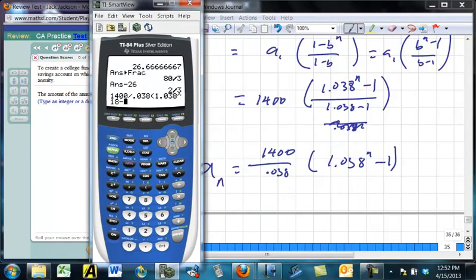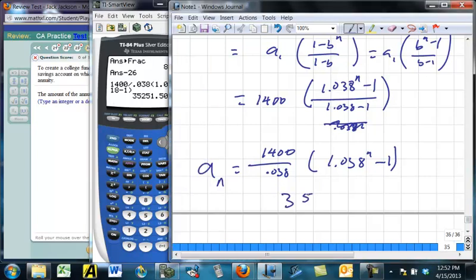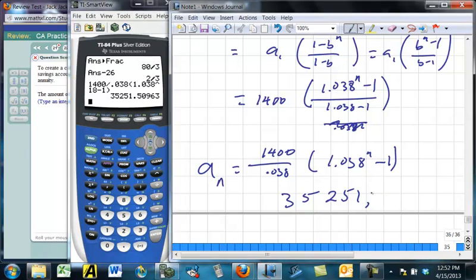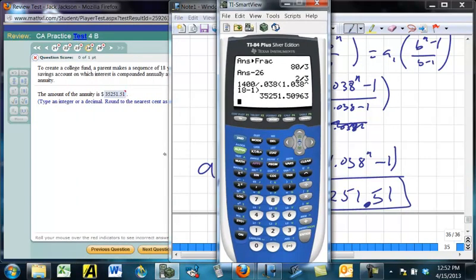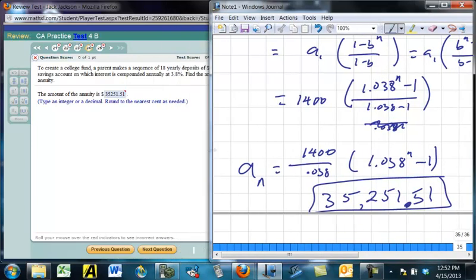Minus 1. There we go. $35,251.51. Yep, same thing.